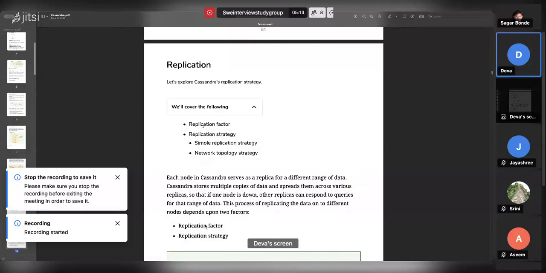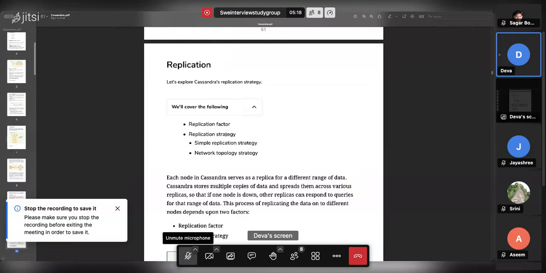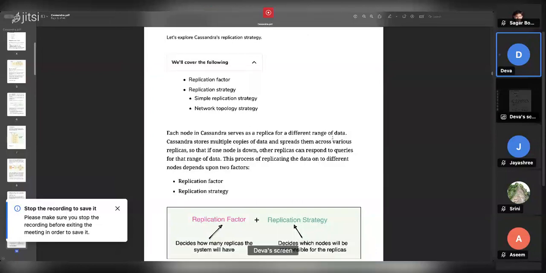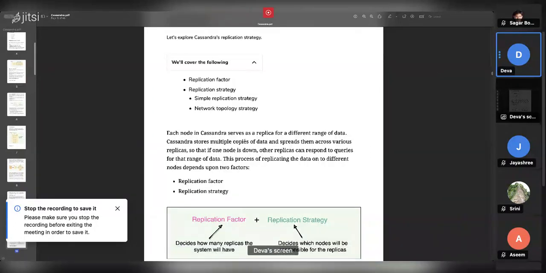Factor and replication strategy. In replication strategy, there are two things: simple replication strategy and network topology strategy. Each node in Cassandra serves as a replica for a different range of data. Cassandra stores multiple copies of data and spreads them across various replicas so that if one node is down, other replicas can respond to queries for that range of data.